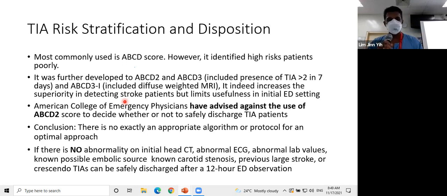So what they decided, based on their study, is that if there's no abnormality seen in the initial CT, no abnormal ECG, no abnormal lab values, and no signs of carotid stenosis or previous large stroke, then for these patients they advise at least observing in ED for 12 hours before they can be discharged from ED. This is what they concluded at the end. So this is the study that they made.